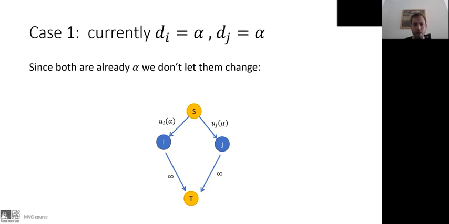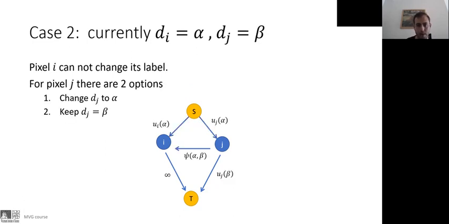So what would be the cut for this graph, the minimal cut? There is only one minimal cut in this case. Can you see this? U_I alpha, U_J alpha. Yes, correct. Other cuts will give me infinity cost, which I don't want. Okay, so that's the solution in this case.